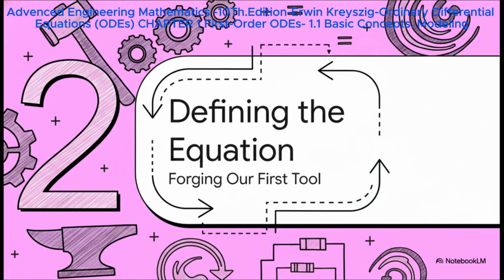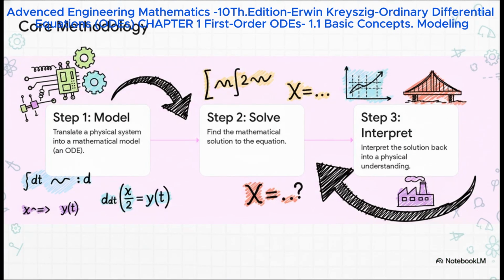Okay, let's get our hands dirty and really forge the first tool in our kit by defining exactly what we're working with. Before we can solve anything, we've got to speak the language and understand the components of our model. This gives us our master blueprint, our core methodology for tackling pretty much any physical problem. It's a three-step process. First, we translate the physical system into a mathematical model. That's our differential equation. Second, we solve that equation. And third, and this is absolutely crucial, we interpret that solution back in the context of the real world. This loop right here is the very heart of engineering analysis.